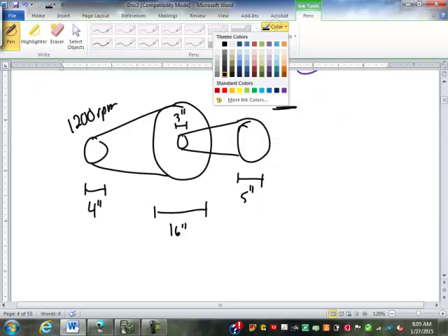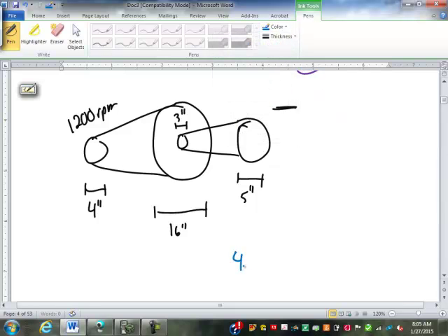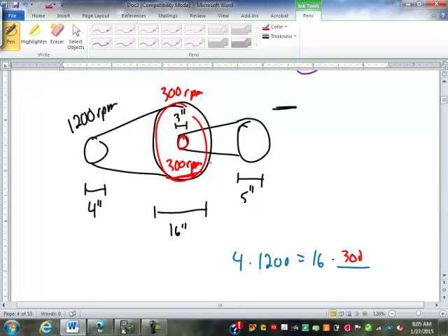So anyway, we have 4 times 1,200 equals 16 times blank. If you multiply that out and divide, it's 300 RPM at the 16-inch pulley. How do we find out the RPM at the 3-inch pulley? No. They're not connected by a belt, are they? They're on the same shaft, aren't they? If they're on the same shaft, they have to turn the same speed. That's where most people make the mistake.